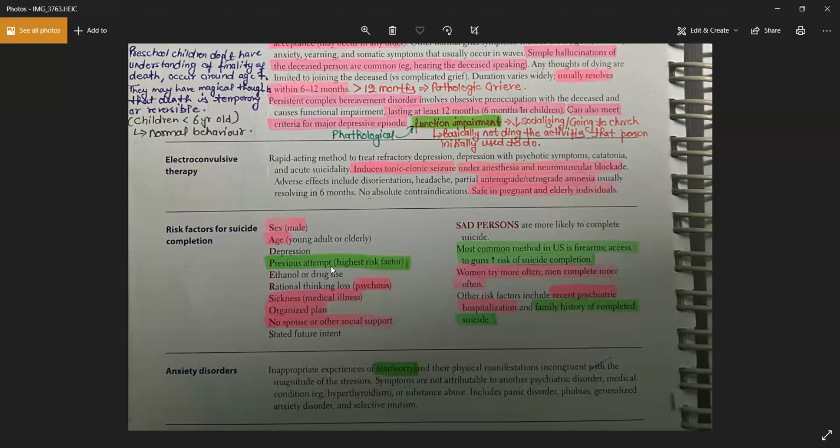Step one can ask you these facts. They will tell you that the patient has a history of suicide attempt, and ask what makes them a very good candidate to complete suicide this time. They will give you options like sex, age, previous history, family history, having a firearm, or something like that. Please note that the most important thing is the previous attempt. Women will try more often, but men more often complete suicide. Other risk factors include recent psychiatric hospitalizations or any family history. Any doubt?